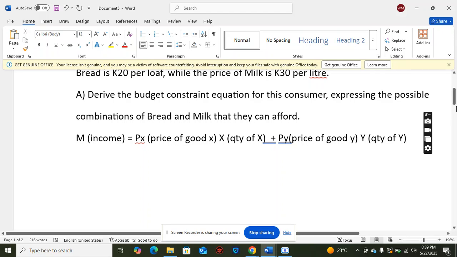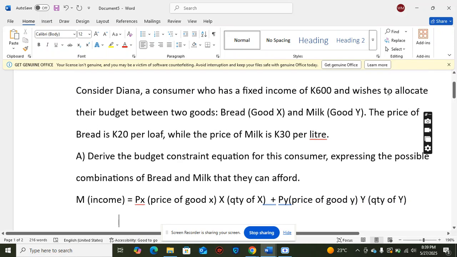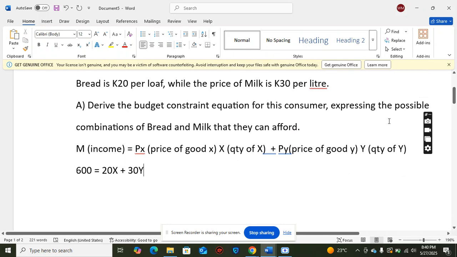Okay. So we just get this information from our question here. Income is 600. Price of good X, which is bread, is 20 kwacha per loaf, so 20X, plus the price of milk, good Y, 30 kwacha, and the quantity of good Y. So colleagues, this is the budget constraint equation. Any questions?